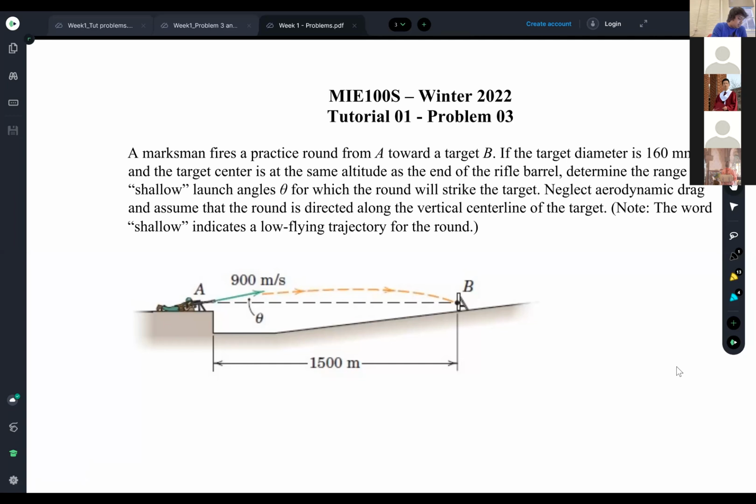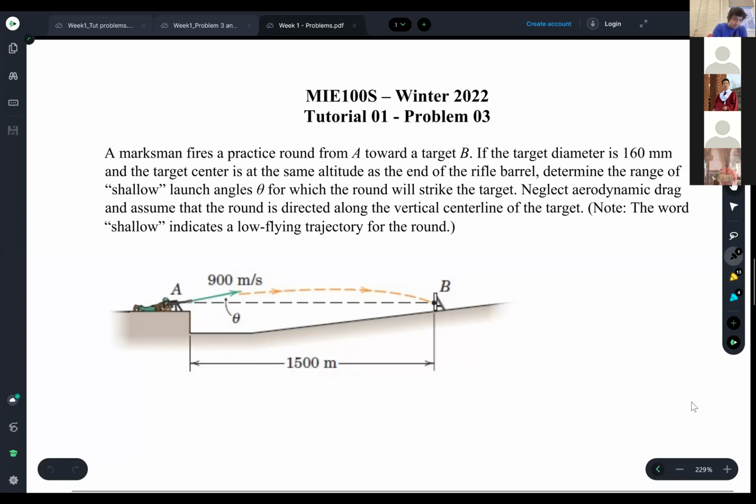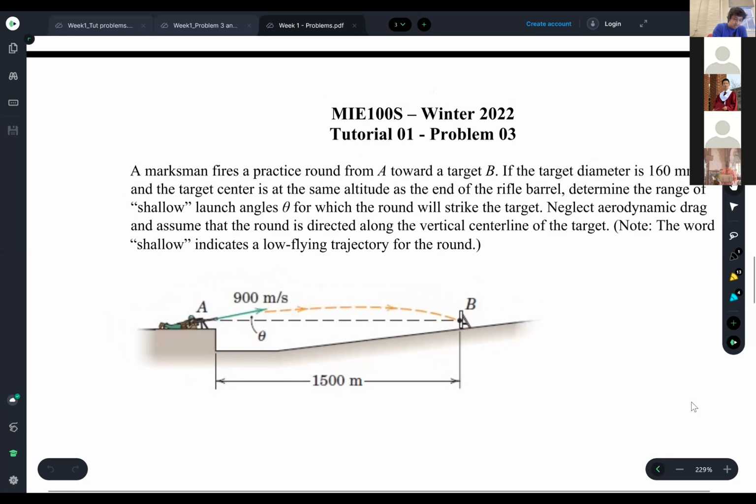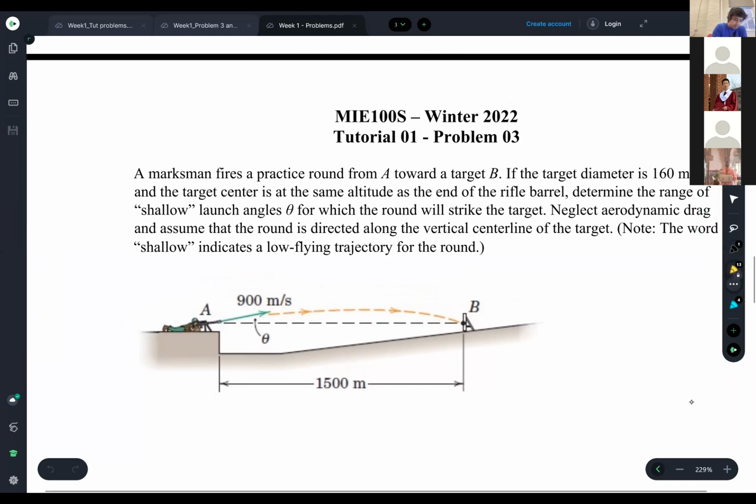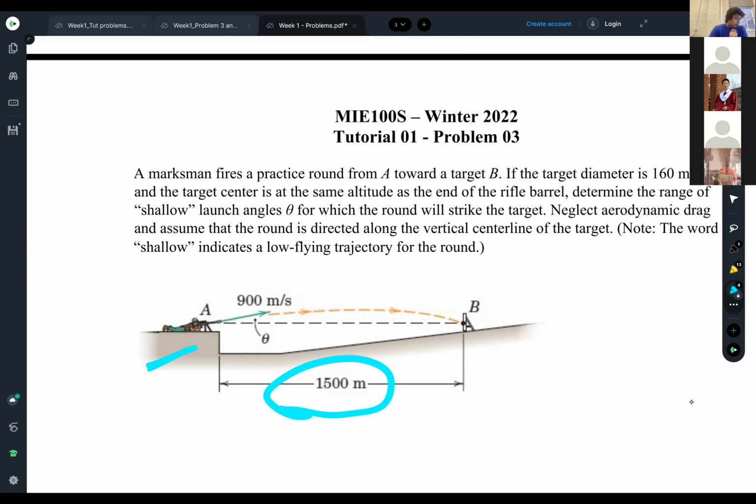So you have this marksman who is shooting a rifle at a target which is 1500 meters far from him. The key point of this problem is the rifle's nozzle here is aligned with the center of the target, okay? And he's shooting at 900 meters per second.